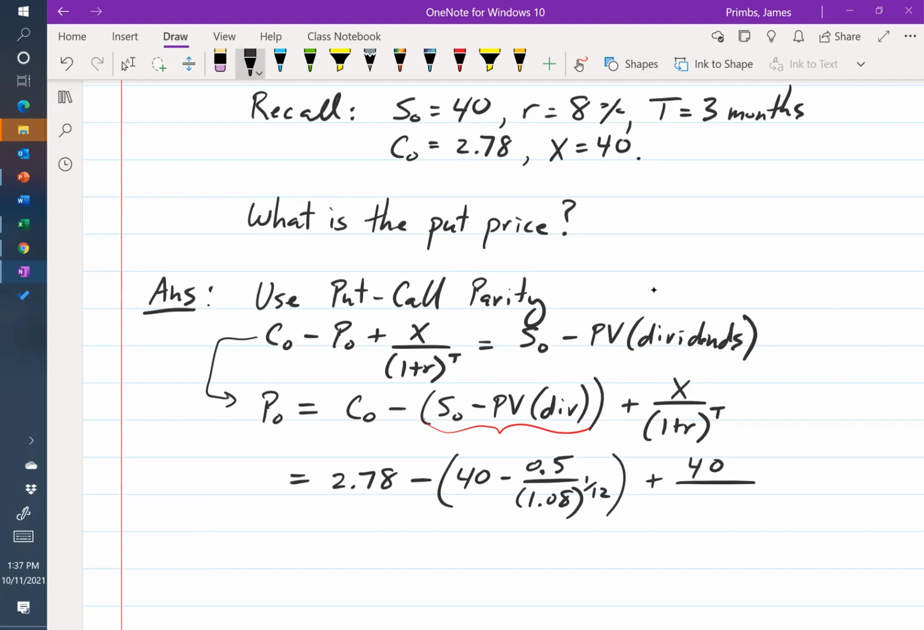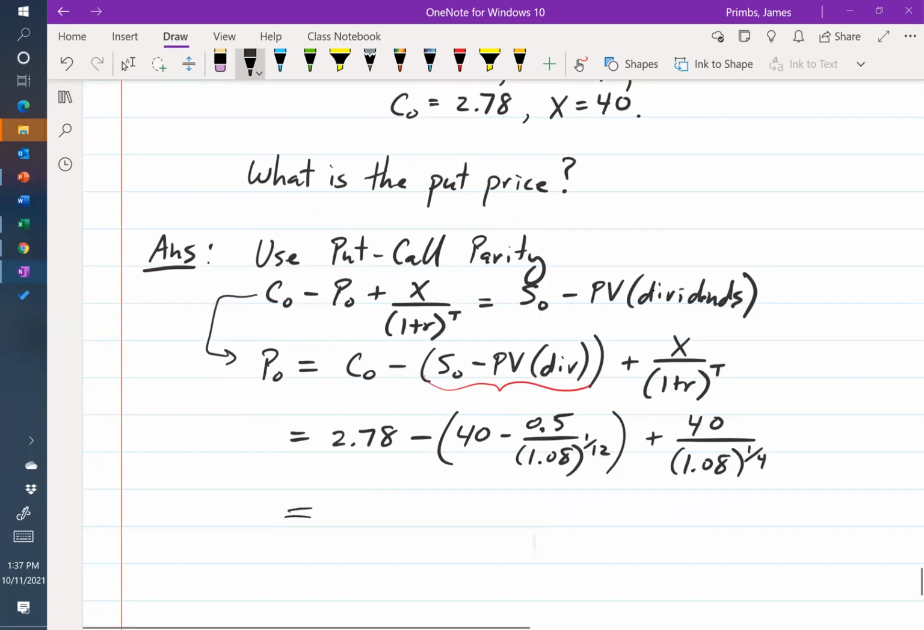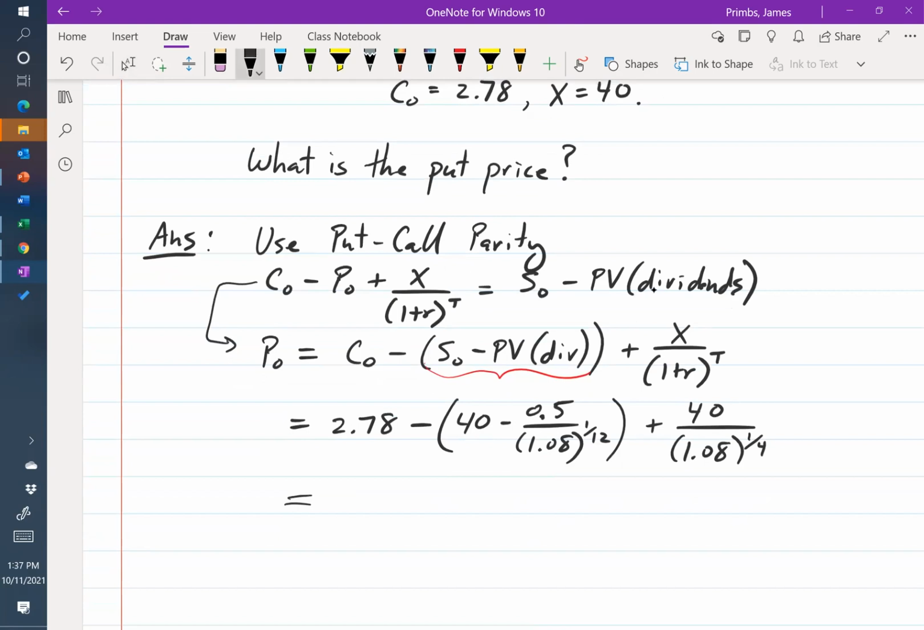Plus, I have this 40 over 1.08. And now this one, the strike price refers to the expiration date. Expiration date was 3 months, or that's a 1/4 of a year. So there you go. Crunch through all of that. And I hope I have the right number here, $2.51. Anybody's really quick on their calculator, they can confirm that.